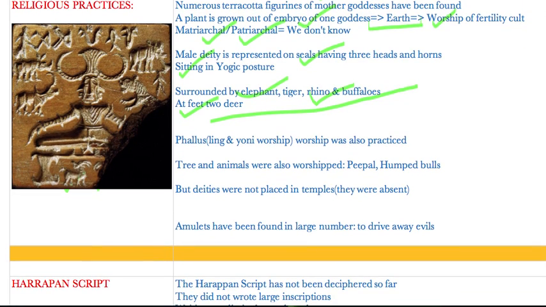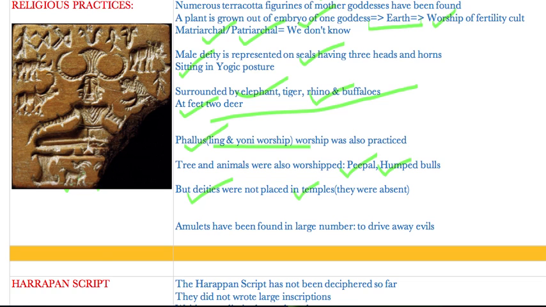Then phallus worship was also practiced. What is phallus worship? The worship of linga and yoni. That was very popular during that period. Then trees and animals were also worshipped. For example, the peepal was worshipped during that time and it is worshipped today also. The humped bull was also worshipped during that period, and today also we worship the humped bull. But deities were not placed in temples, because there is no evidence that any temple existed during that period.